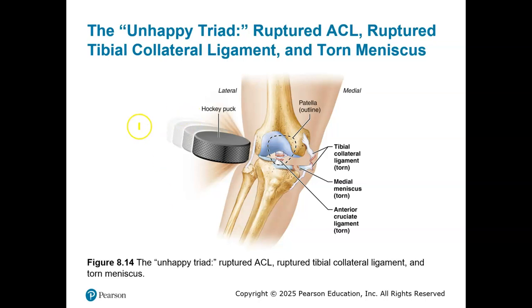and this is illustrating hockey, the hockey puck hitting the knee and tearing, what is this one? The ACL.